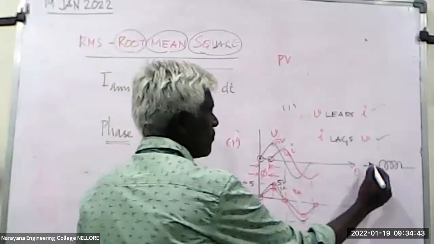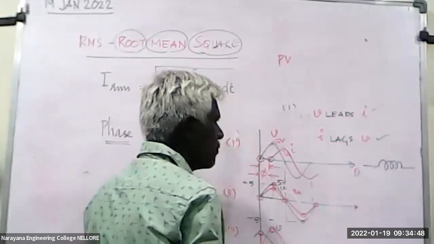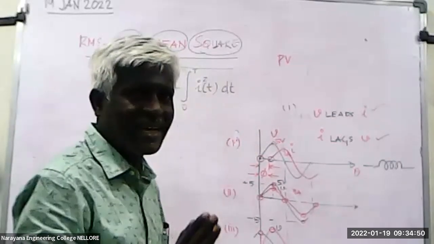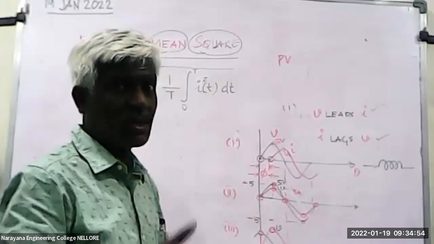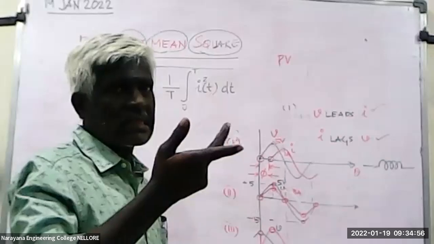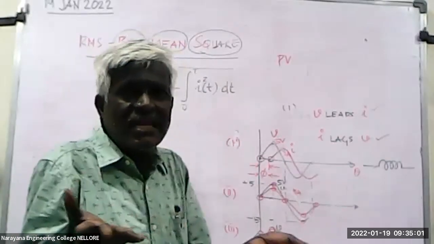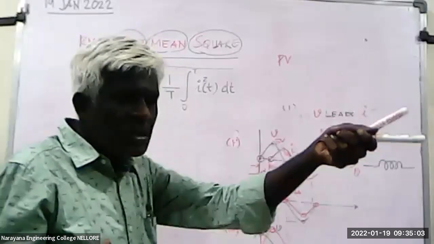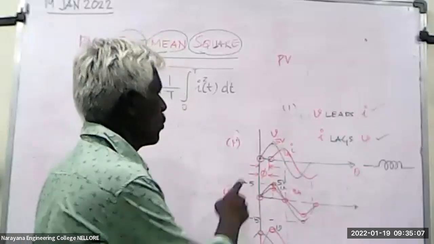So L is doing this job. Okay, what job? Delay job. What is delayed? Current is delayed. With respect to what is it delayed? With voltage. So voltage is the reference. With reference to voltage, current is delayed. If you see only current, you cannot say it is leading or lagging. You see voltage, you see current, and you say current is lagging the voltage.